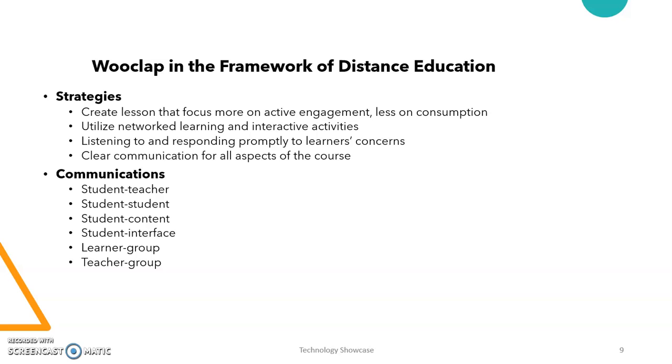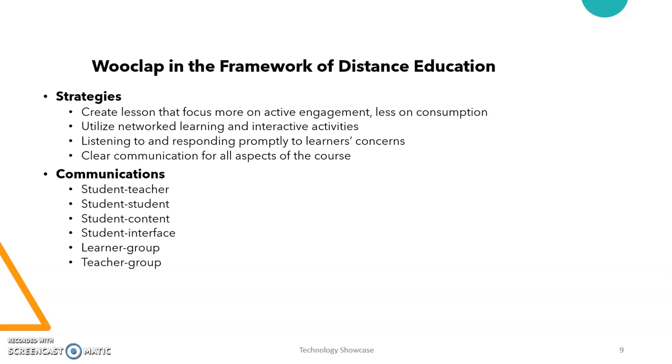From our lectures, discussions, and readings, we know that one of the biggest challenges of remote learning is to maintain and increase student engagement and to provide effective formative assessment. From one of our readings, we also learned that there is a list of strategies that should be used to promote successful online courses. Taken from the UTA Open Press book, these include creating lessons that focus more on active engagement and less on passive consumption, utilizing network learning and interactive activities, listening to and responding promptly to learners' concerns, clear communication for all aspects of the course.